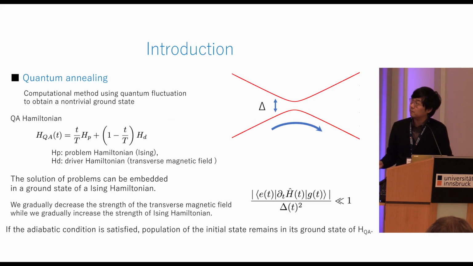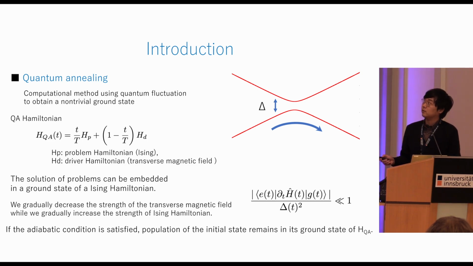First, I will explain a bit about quantum annealing. Quantum annealing is known as a computational method using quantum fluctuation to obtain a non-trivial ground state by using adiabatic time evolution, starting from the trivial ground state of the well-known Hamiltonian.